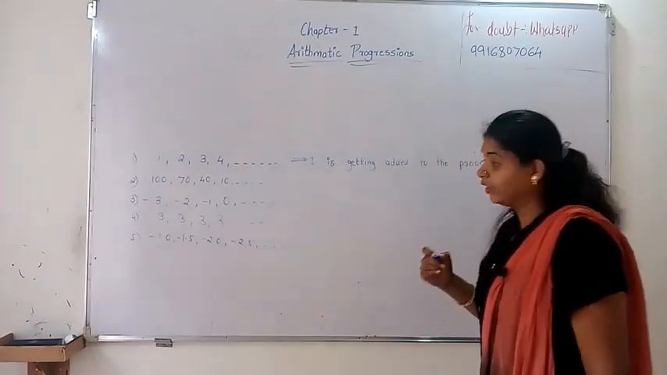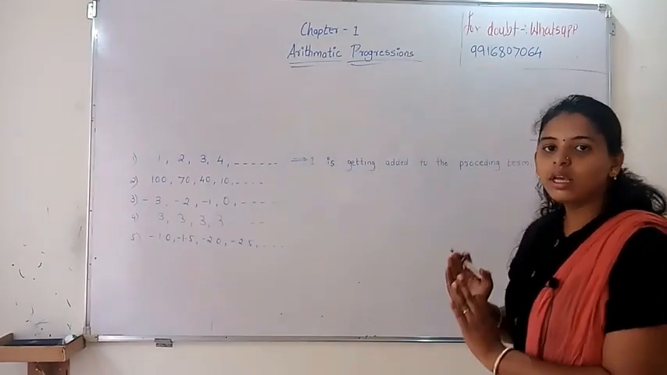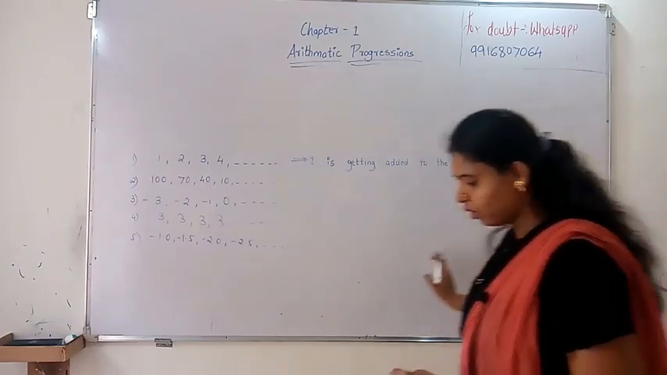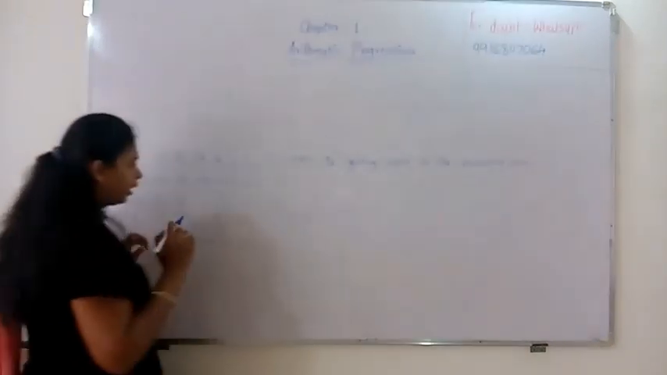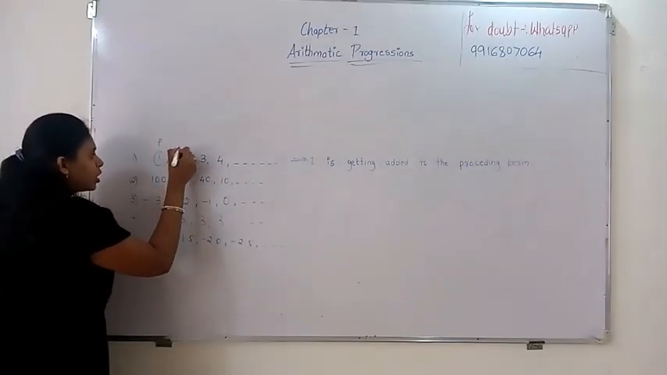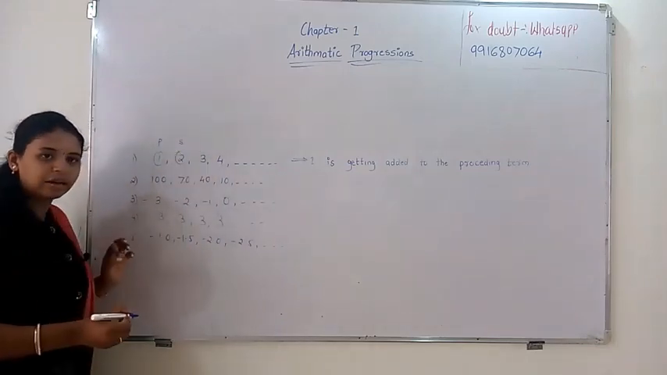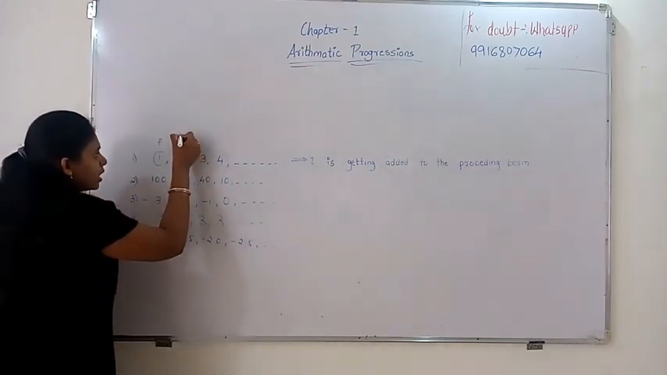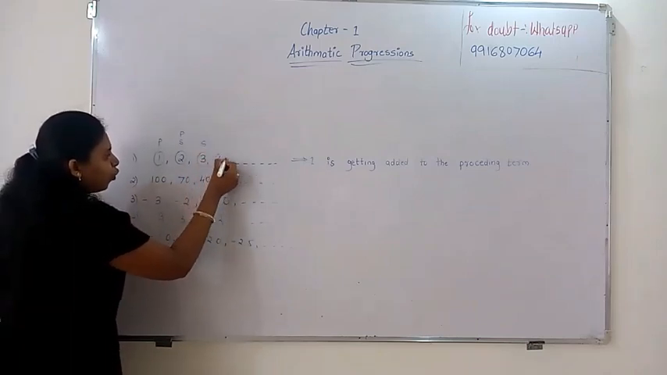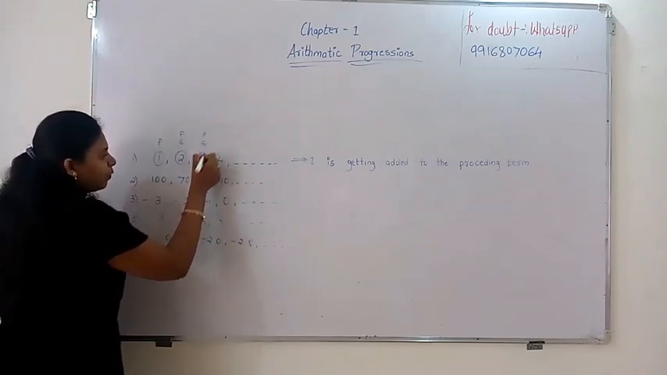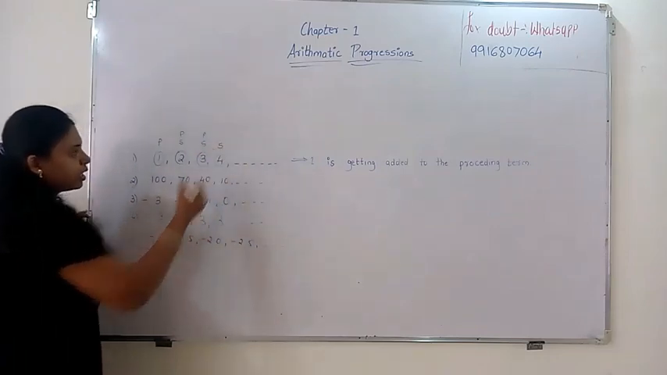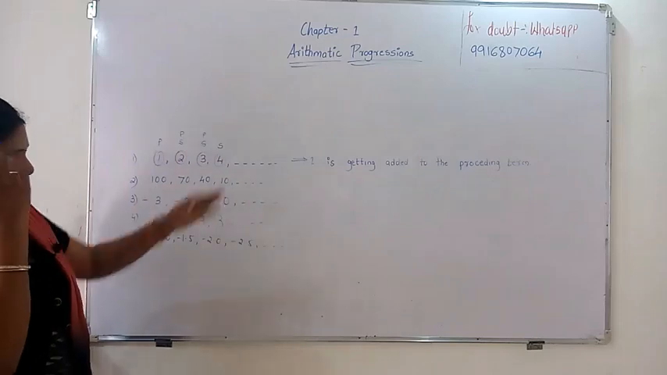So is it satisfying? 1 is getting added to the preceding term. Now first thing, preceding term and succeeding term. So this 1 is called the preceding term, this 2 is called the succeeding term. For 3, this is the preceding term and this one is the succeeding term. Again same. For 4, the preceding term is 3 and for 3 the succeeding term is 4. Like that the series continues.